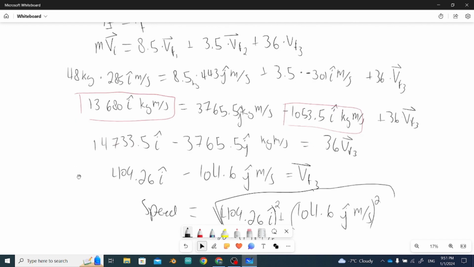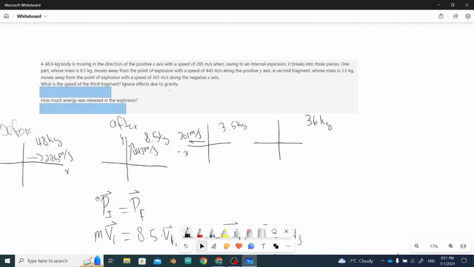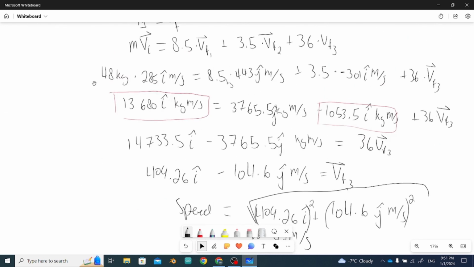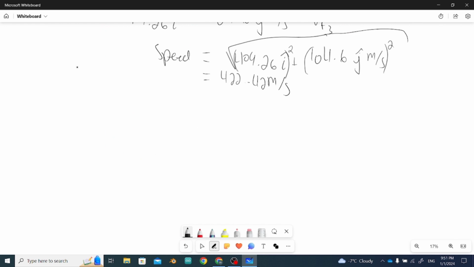Now they also asked how much energy was released in the explosion. This is an inelastic collision, so delta K is not equal to 0. So we have to find delta K, that is what they're asking us. If we do delta K is equal to Kf minus Ki, that's equal to delta K.